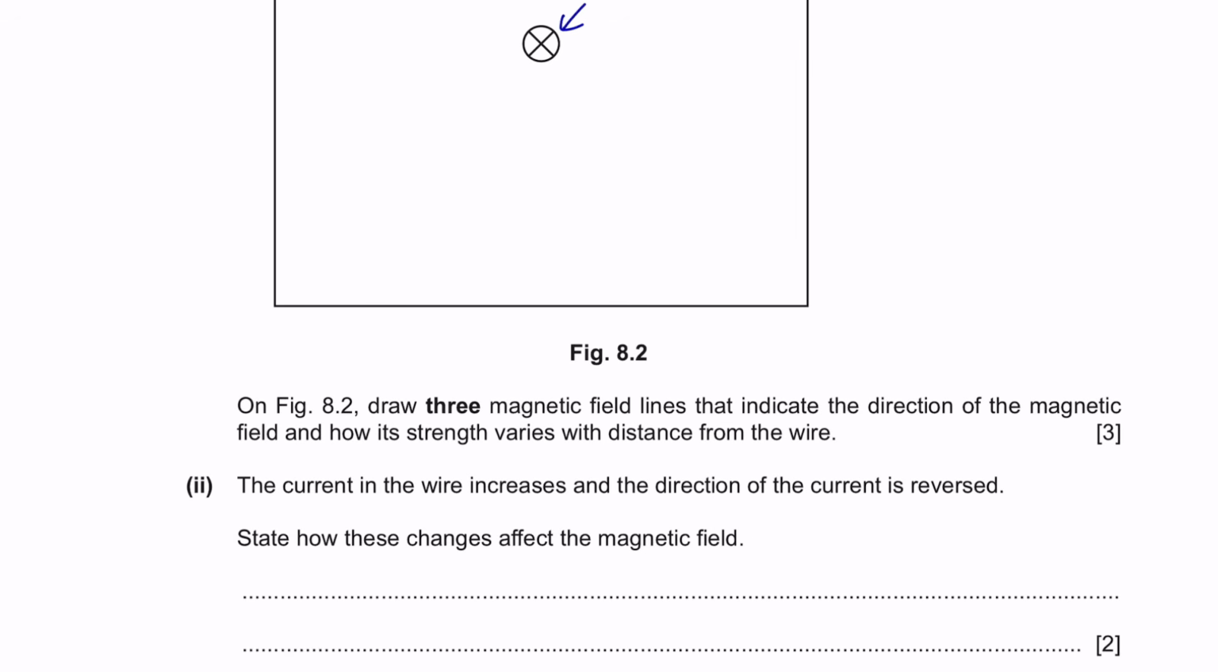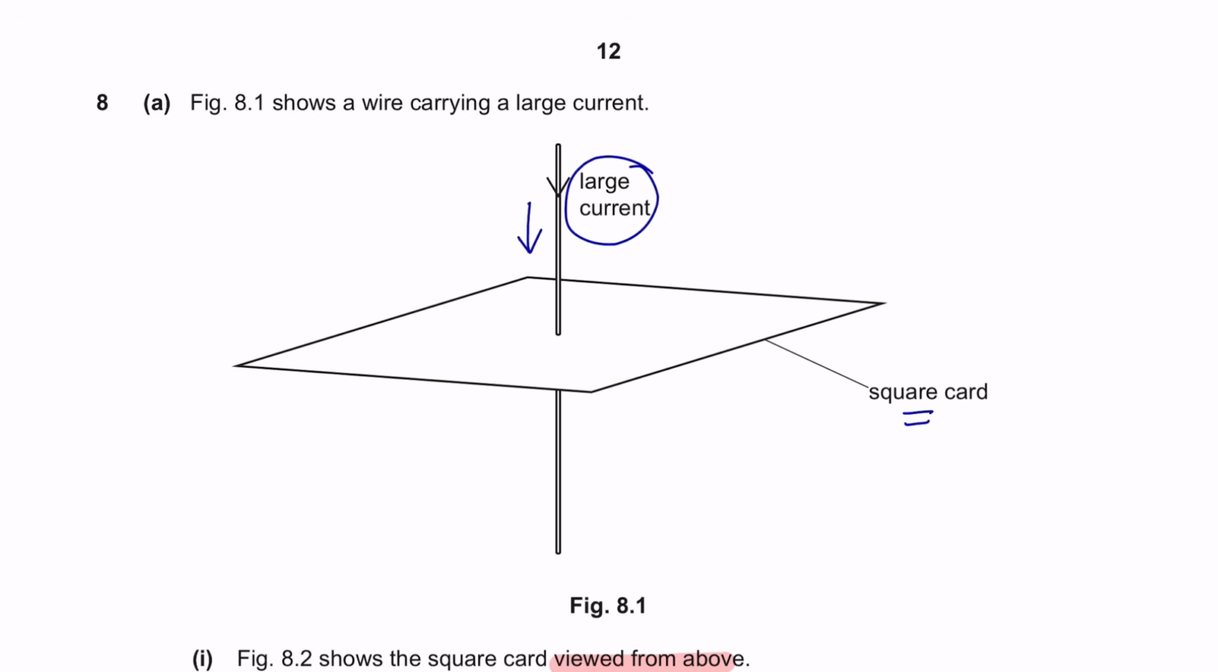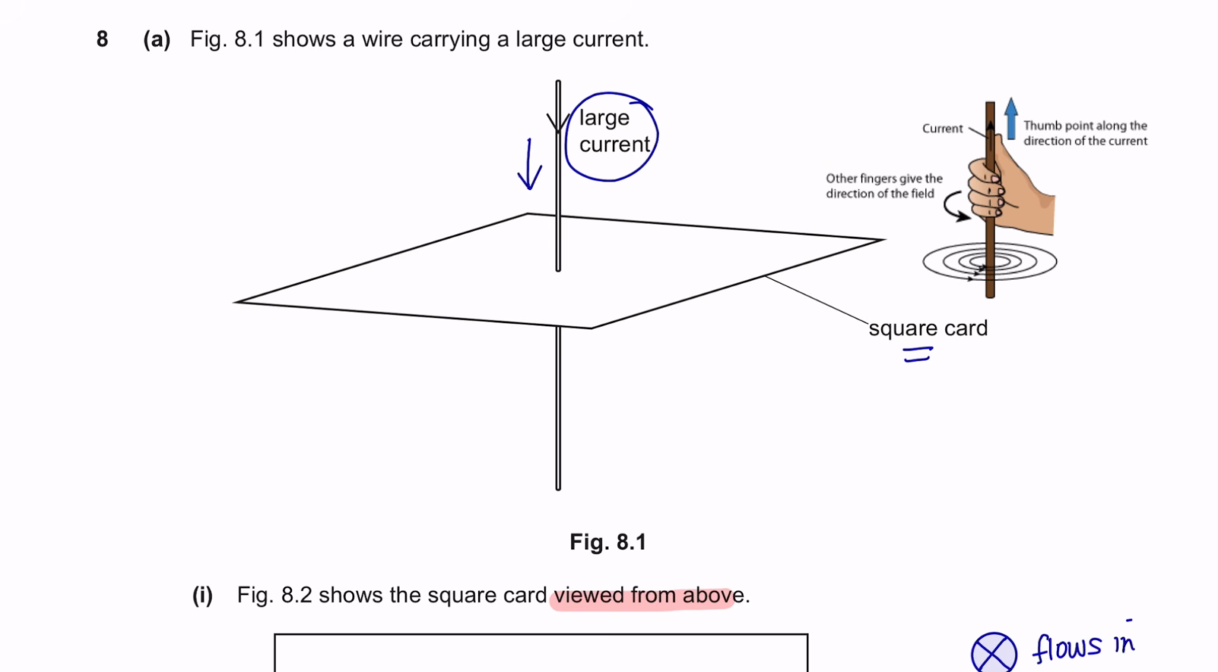So on figure 8.2, draw 3 magnetic field lines that indicate the direction of the magnetic field and how its strength varies with distance from the wire. Okay, so let's look back at this diagram. To answer this, we need to use our right hand grip rule. When applying the right hand grip rule, the thumb will point in the direction of the current, and the curvature of the grip indicates the direction of the magnetic field.